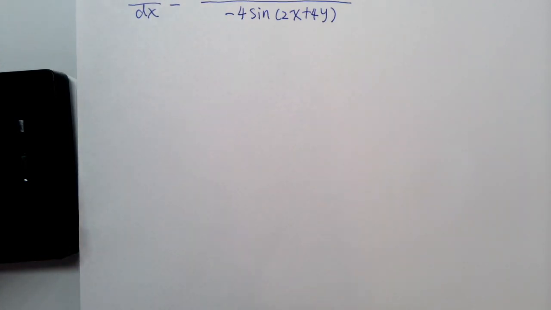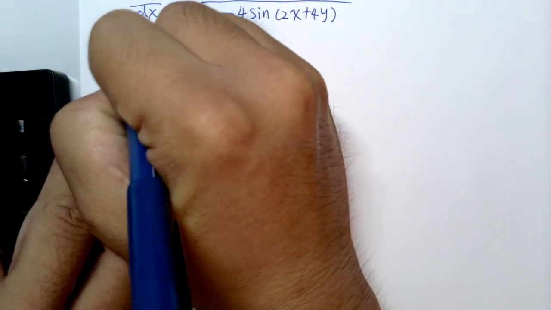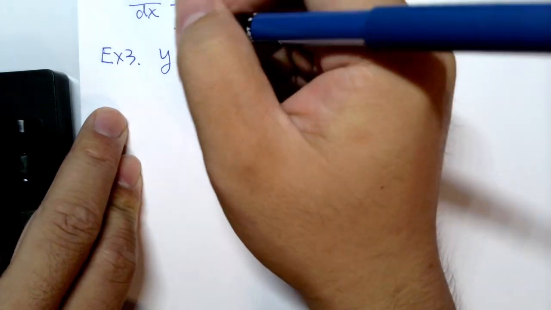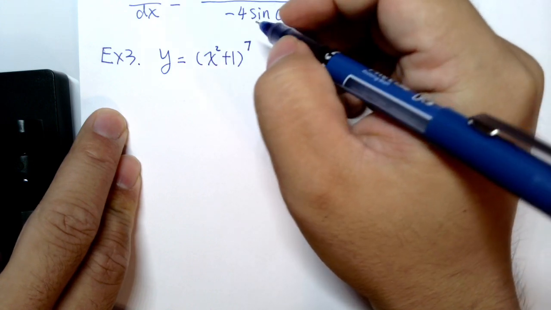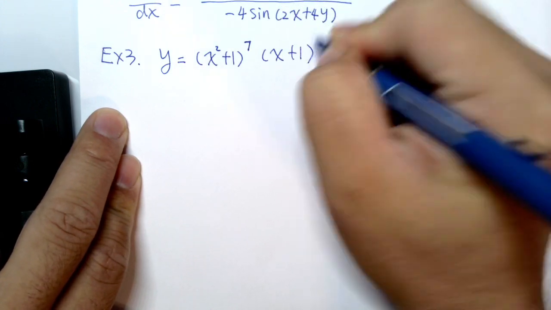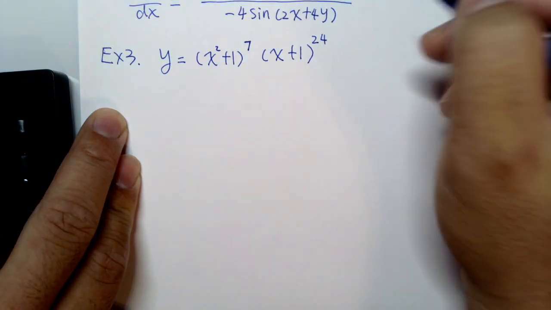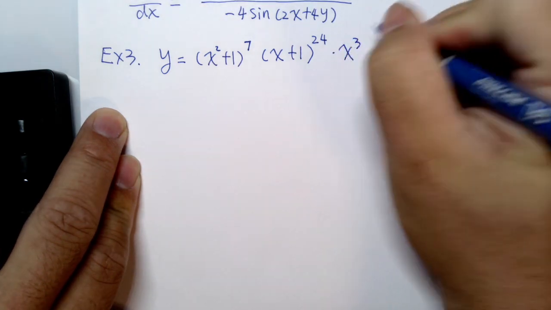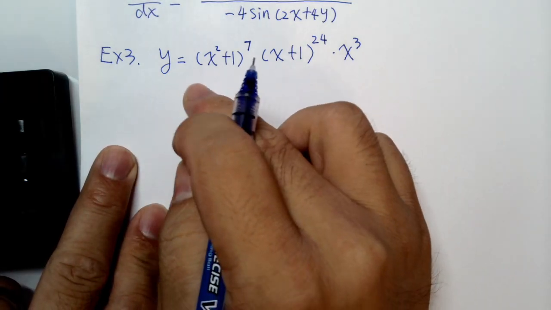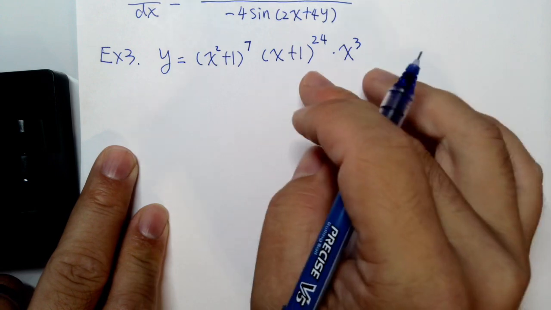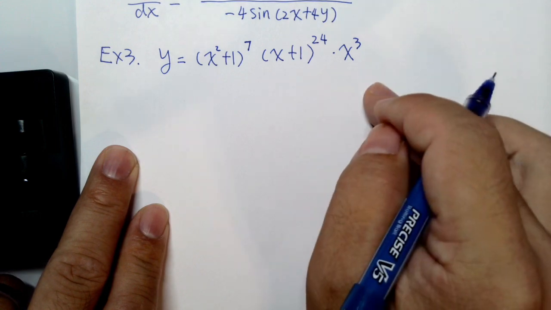Let's see. Why don't we have the third example in this way? Let's see, y equals (x squared plus 1) to the power of 7, times (x plus 1) to the power of 24, and then times x cubed. And then the problem asks us to use logarithmic differentiation to figure it out. Okay, again, apply the logarithmic differentiation.